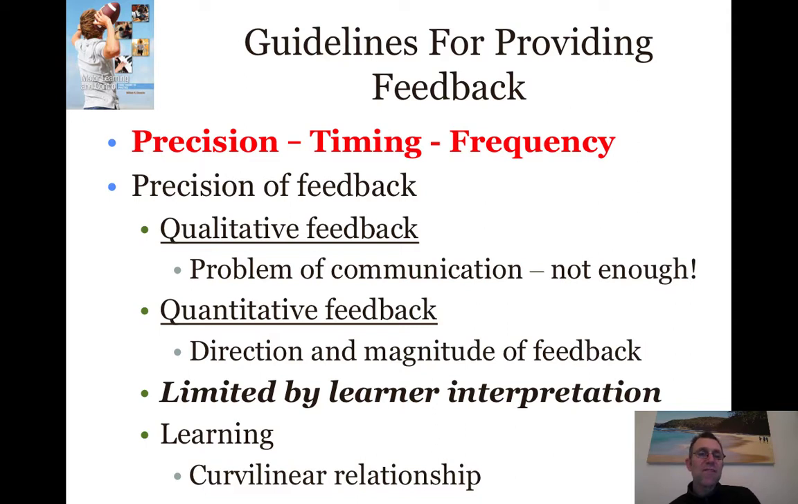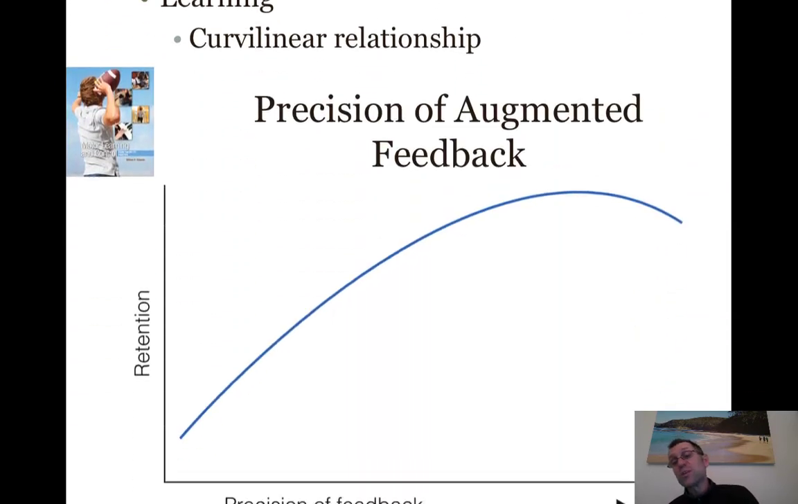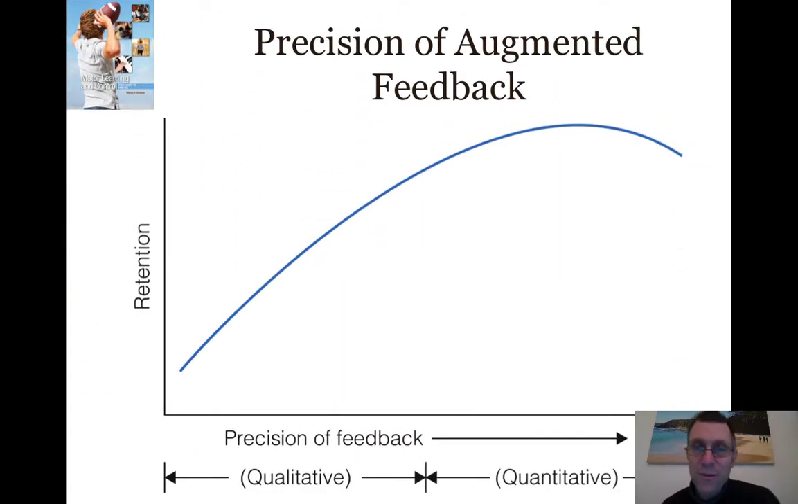The limitation of these types of feedback is really up to the interpretation of the learner. Certain learners do great with a high level of precision, and some don't. So really there isn't a perfect way to know how your learner is going to respond, but know that there is going to be, again, sort of a sweet spot. What this graph from your text shows is this curvilinear relationship: on the x-axis we have the precision of feedback, getting from less precise or qualitative to very precise and quantitative.